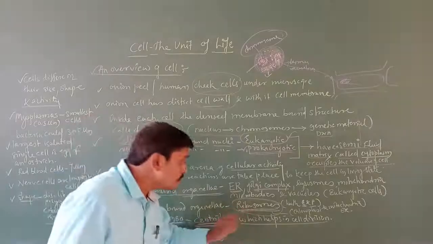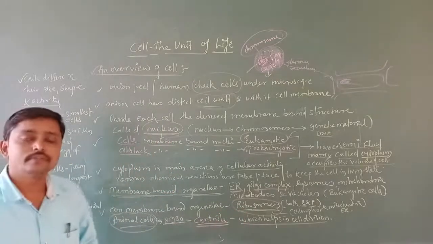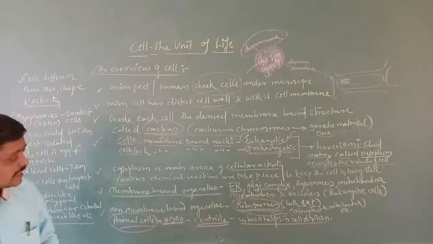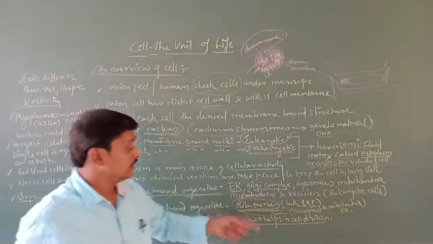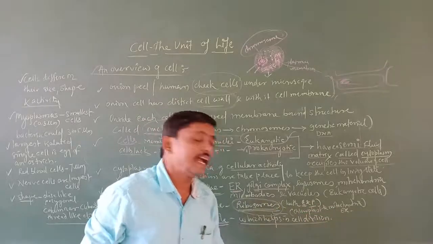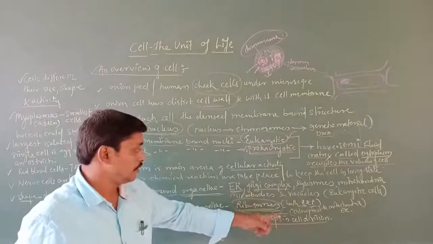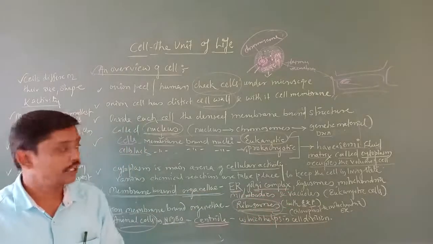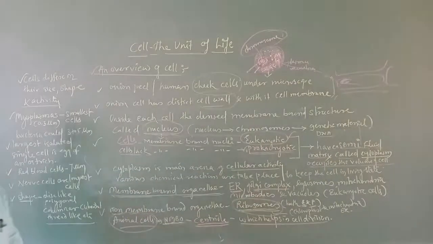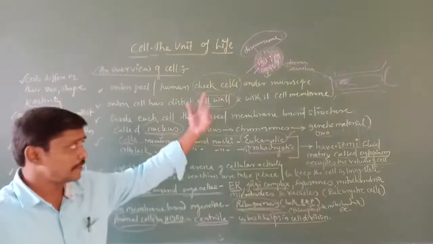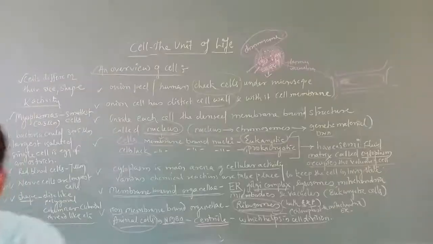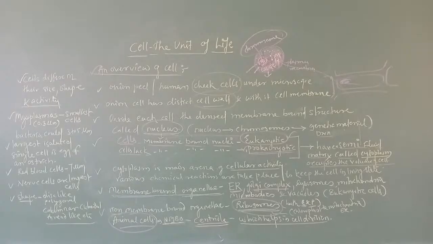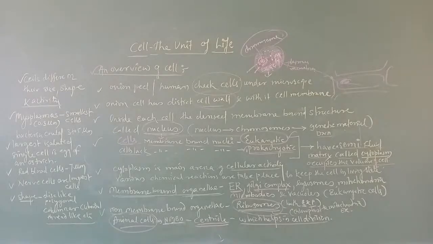Now the ribosomes are present in both the eukaryotic cell and the prokaryotic cell, and these ribosomes are present in the cytoplasm as well as attached to the chloroplast, mitochondria and endoplasmic reticulum in the case of the eukaryotic cell. In the sense, that is the location of ribosomes. This is a brief overview of a cell.